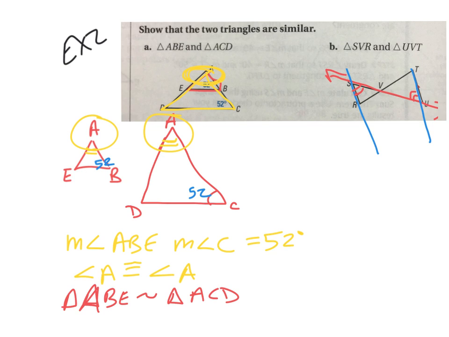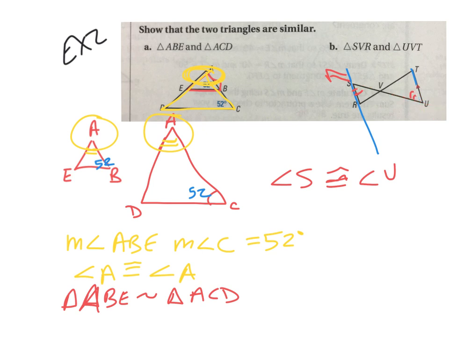So you would say that angle S is congruent to angle U because of the alternate interior angle theorem. Phew, that's a mouthful. Okay, now are there any other angles that are congruent? R and T? Not necessarily, those are harder to prove, but we have this.